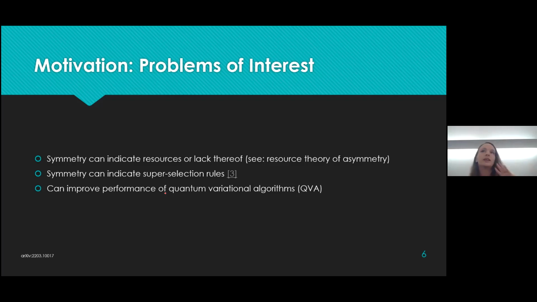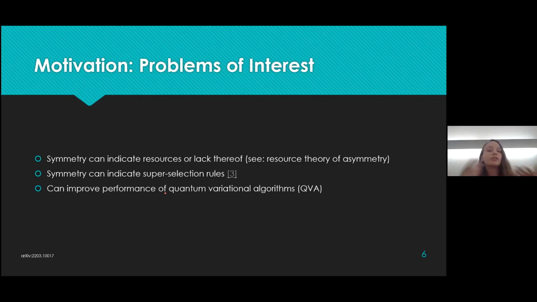Symmetry can also indicate superselection rules. So again, if you have an atom in your mind and you're thinking about transitions in the atom, some transitions never happen because they're forbidden, and symmetry is what guides those selection rules. Basically, you're not allowed to make a transition that breaks the symmetry shown in your Hamiltonian. And furthermore, you can improve the performance of quantum variational algorithms. As we all learned the first time we learned Hamiltonians, for every particle you have three degrees of freedom, unless you can identify a symmetry, and each symmetry you identify gets rid of a degree of freedom, right?